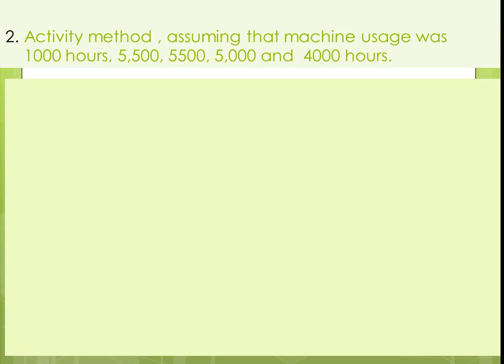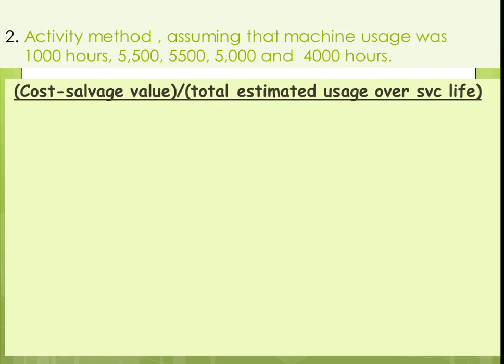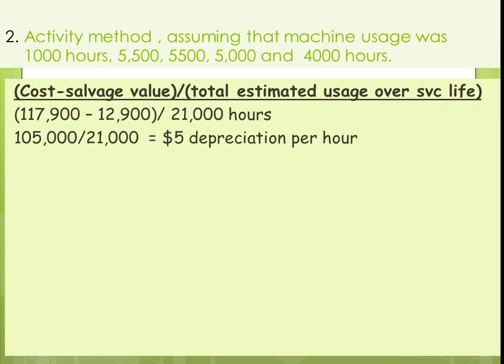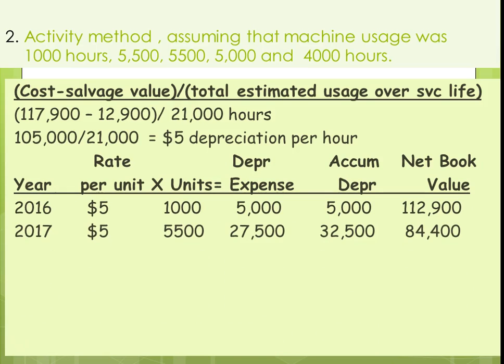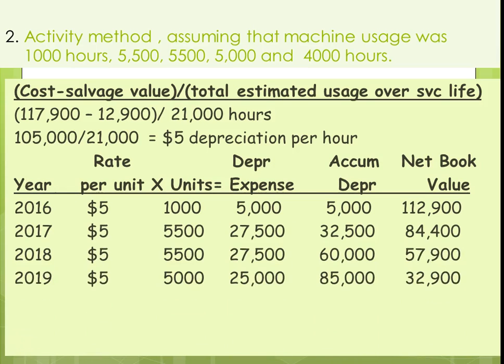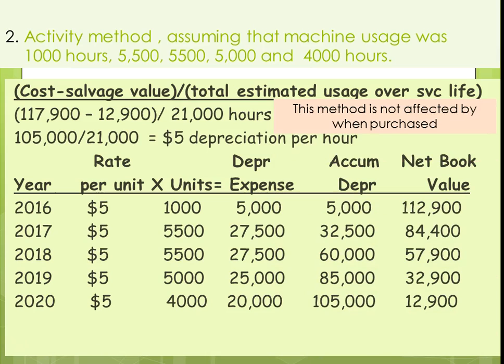Now our activity method. Here what we're going to do is it's cost minus salvage value divided by total estimated usage over its life. In this case, it's 21,000 hours, and we get a rate of $5 per hour. So all we have to do is take the actual usage to get our depreciation expense for each year. When we use units of activity, we do not care when it is bought because it's usage that determines, not the month we bought it. So it's the units or the hours that are going to affect it. In this case, it's hours.